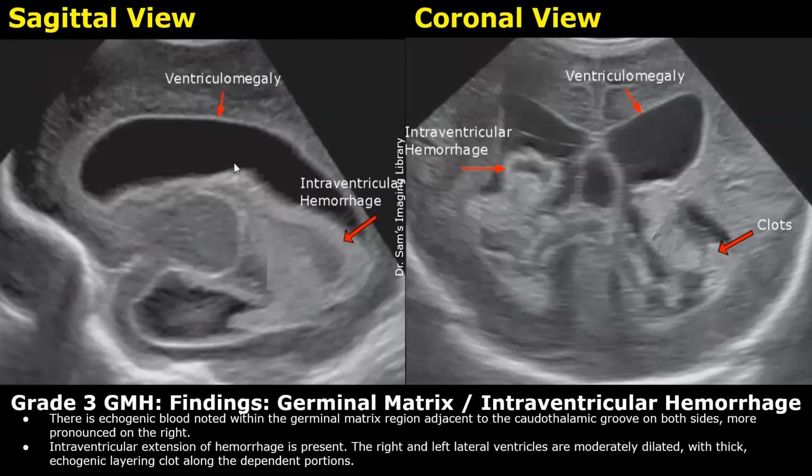These are the findings. There is echogenic blood noted within the germinal matrix region adjacent to the caudothalamic groove on both sides, more pronounced on the right. Intraventricular extension of hemorrhage is present. The right and left lateral ventricles are moderately dilated, with thick echogenic layering clot along the dependent portions.